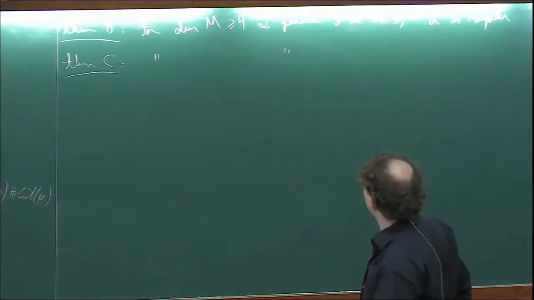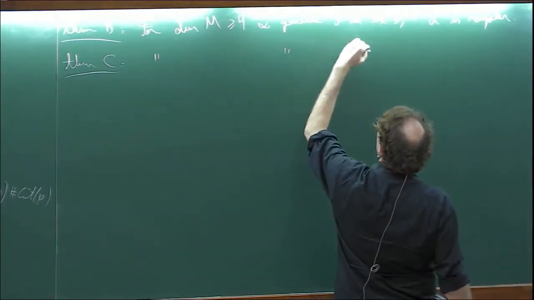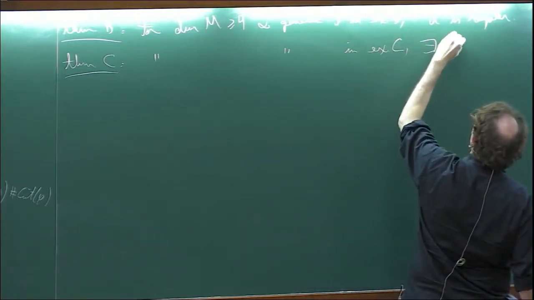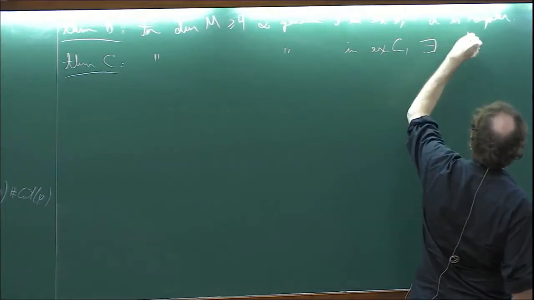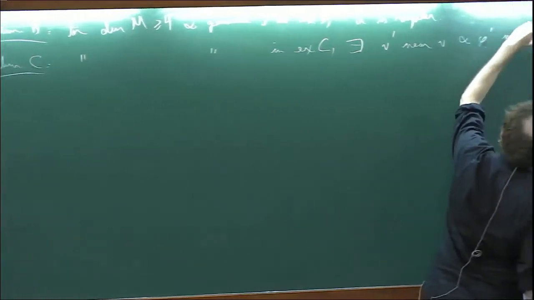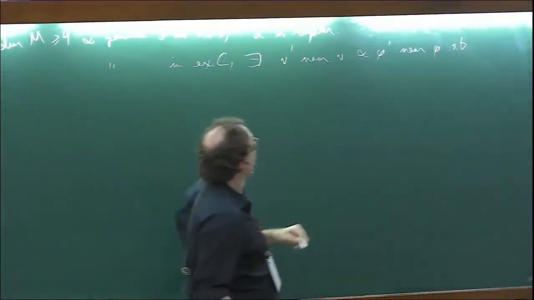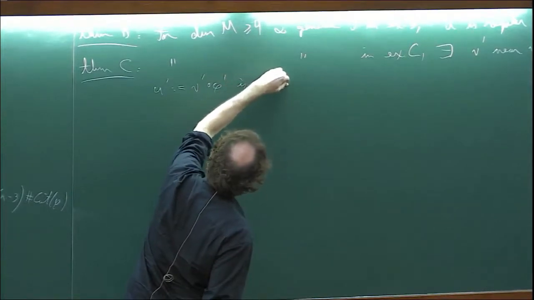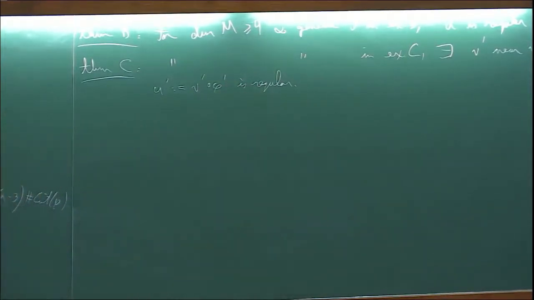What I can say is the following. In example C, there exists some other holomorphic curve v prime near v and other branched cover phi prime near phi, such that u prime, defined as the composition of those two, is regular. So I don't know for a fact that a given branched cover will be regular, but I do know that I can find a regular branched cover nearby in the moduli space.